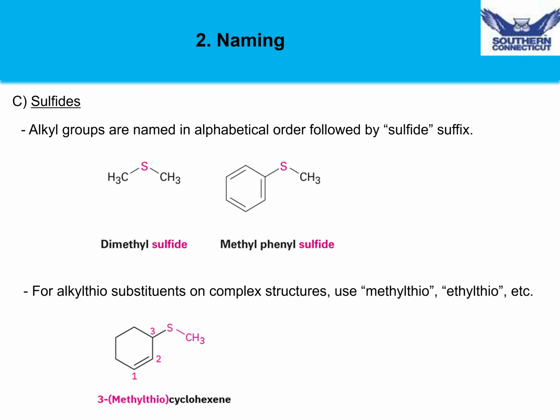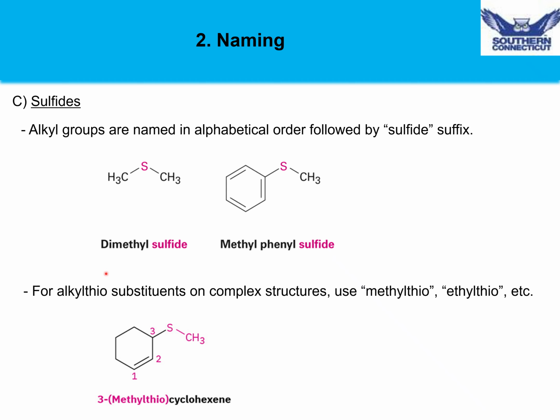Sulfides are named very similarly to ethers. We give the alkyl groups in alphabetical order, followed by the suffix sulfide. If the two groups are identical, we would use the prefix di. As an example, we have here dimethyl sulfide. In the next example, we have a methyl group and a phenyl group. Alphabetizing those two groups, we would name this as methylphenyl sulfide.